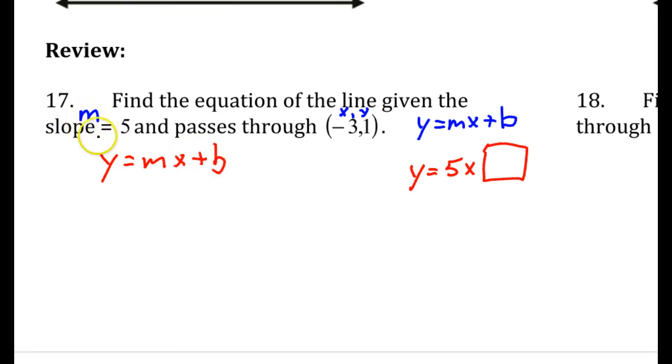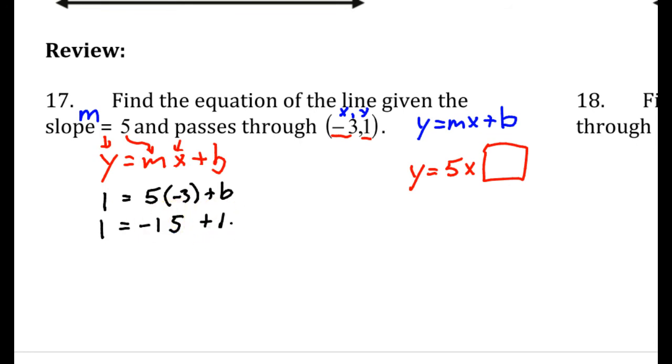Right, we know what m is. It's 5. We know x is negative 3. X is negative 3 right here. And we know y is equal to 1. So just plug all those in and see what you get. Y is 1. M is 5. X is negative 3. So 1 equals negative 15 plus what? Negative 15 plus what is 1? Add 15 both sides. So we get 16 is the y-intercept.